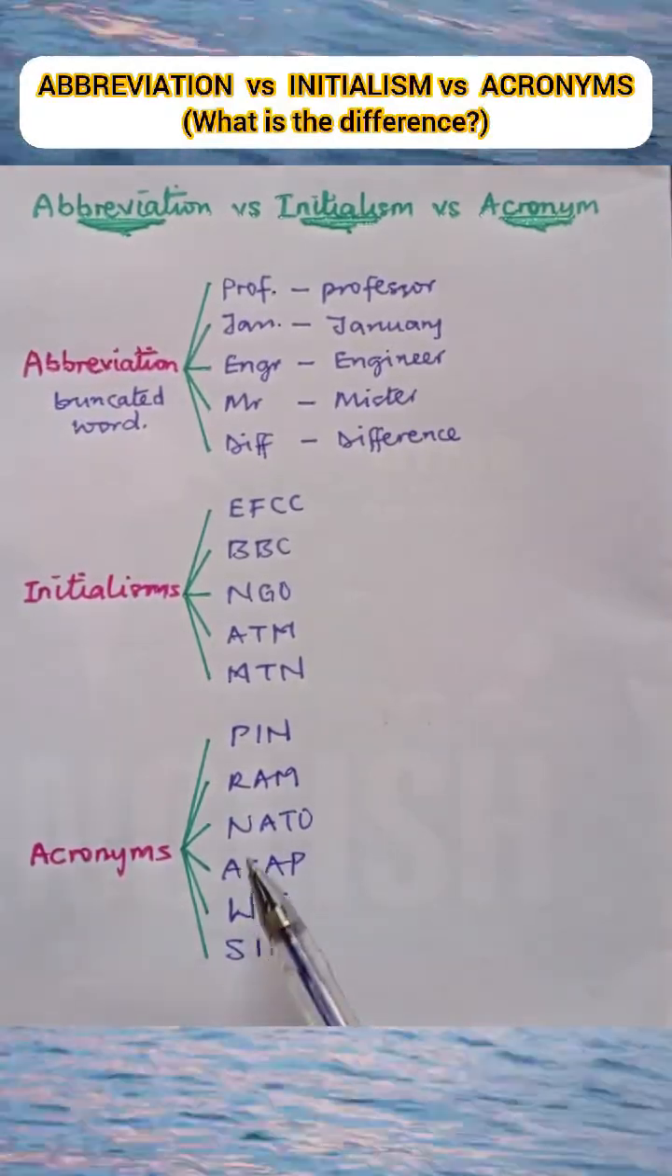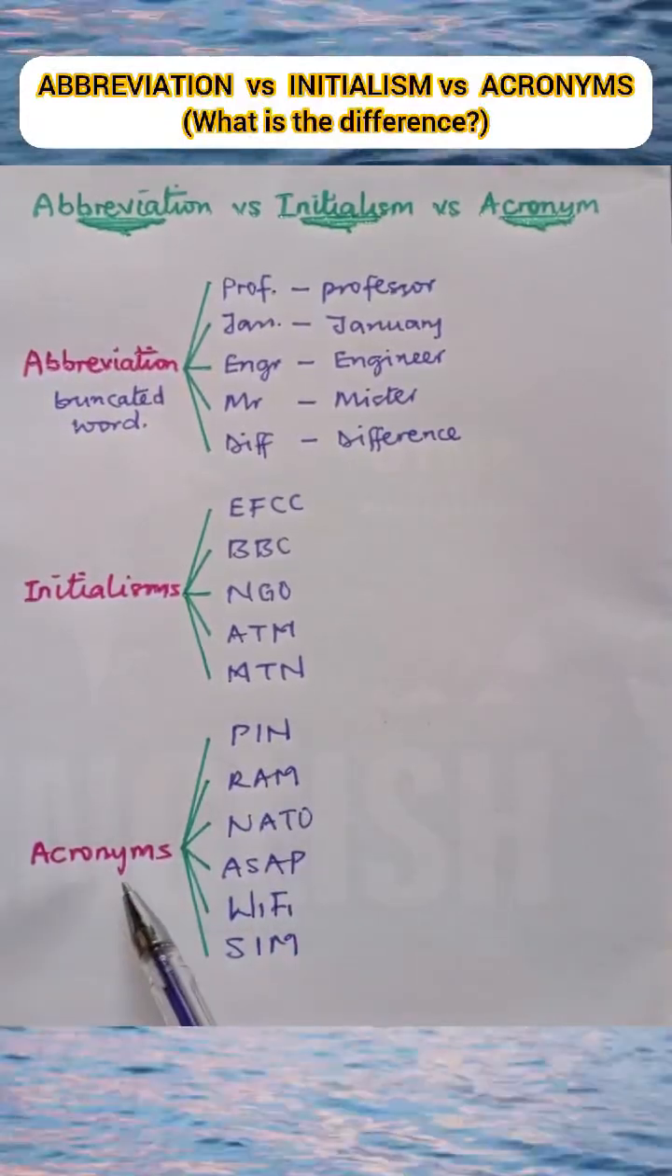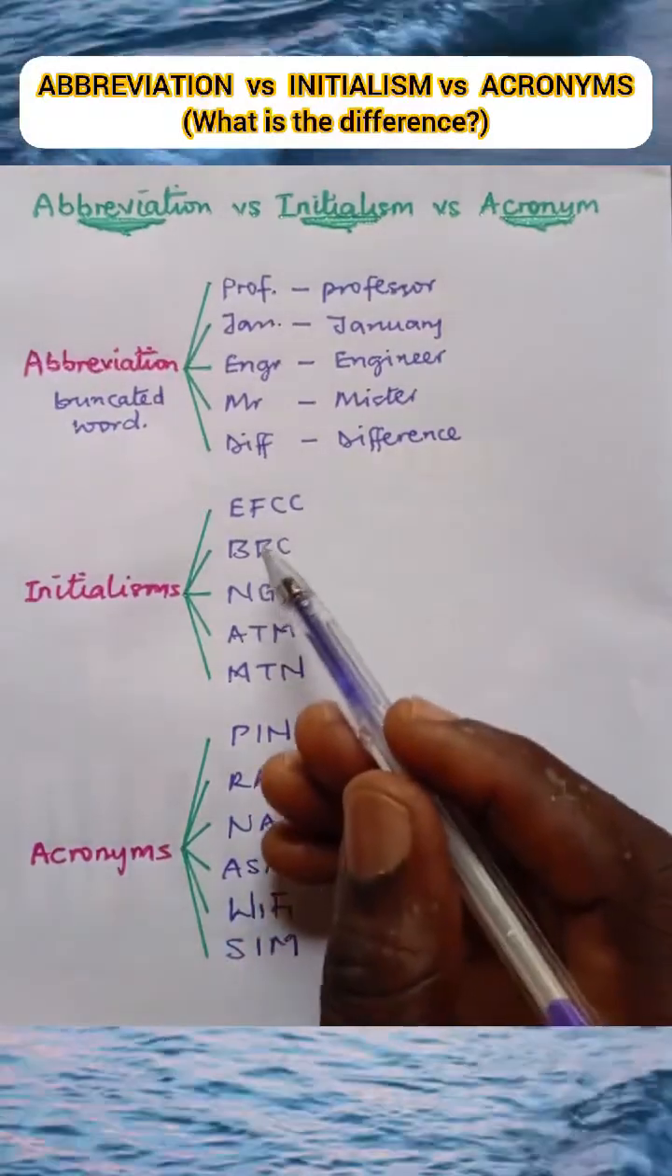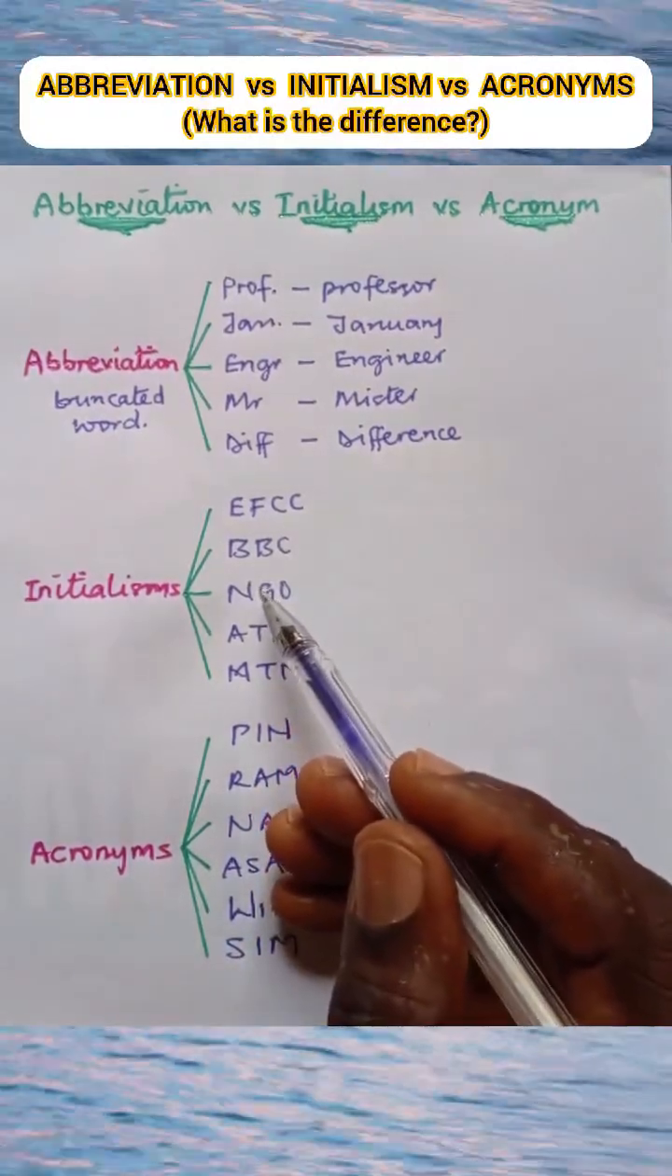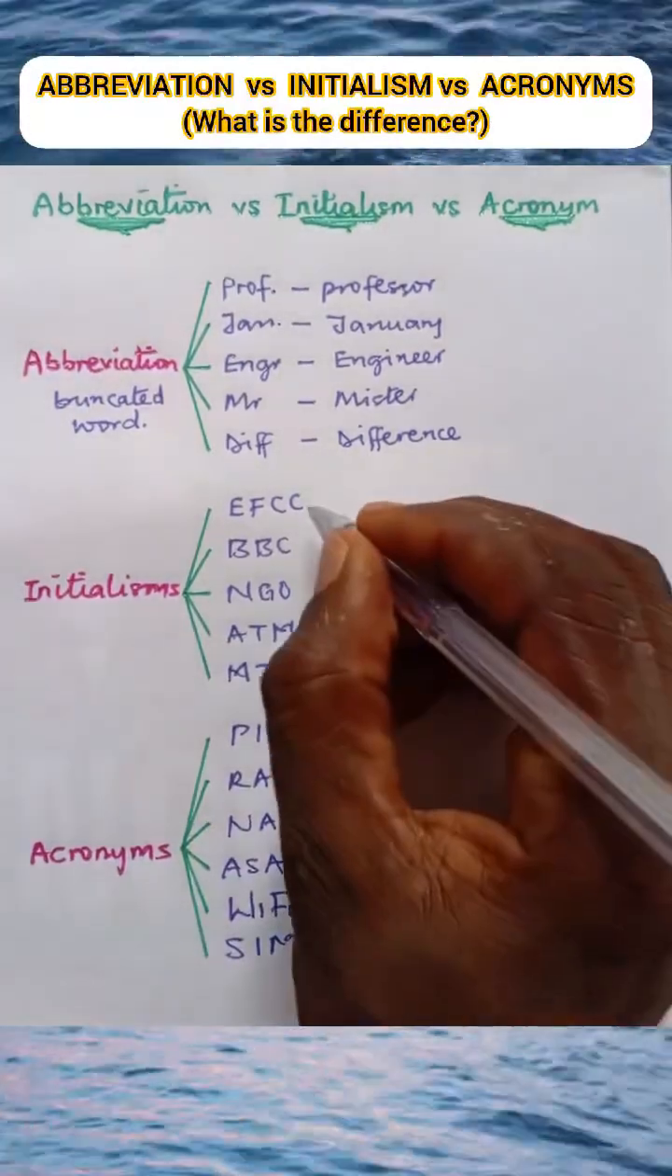So when a collection of initials can be pronounced as a single word, it is called acronym. But when a collection of initials cannot be pronounced as a single word, it is called initialism. Now let's look at the meaning of each of these initialisms.